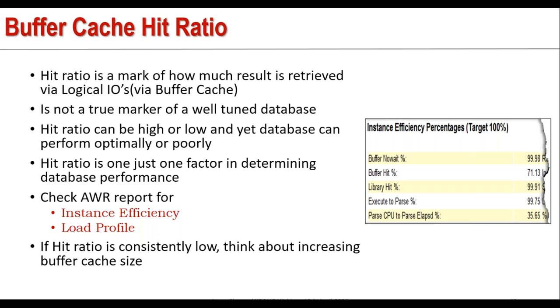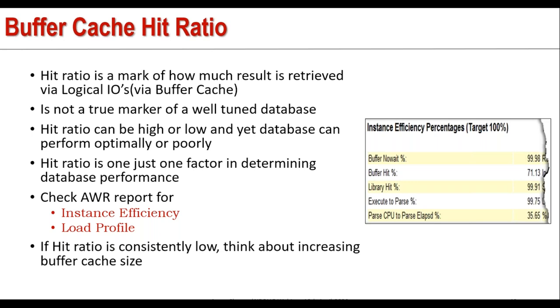Obviously, for keep, it will always be very high. For recycle, it is always going to be low. And for the default cache, it should be in the high 90s. But as I said, it is not really a true indication that your database is well tuned.